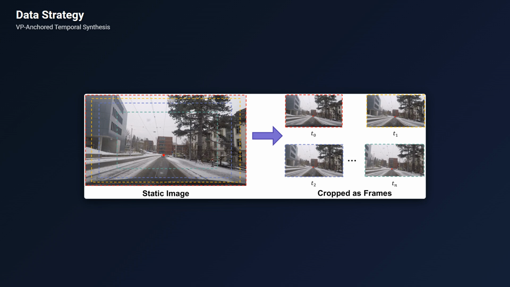Data is the fuel for generative models, but adverse weather driving videos are scarce. We propose VP-anchored temporal synthesis. The ACDC dataset has 4,006 weather images, spanning fog, rain, snow, and nighttime, but they are static, with no temporal information. We estimate each image's vanishing point, then perform progressive cropping, while keeping the vanishing point fixed. Crops are concatenated into 45-frame videos, simulating stable forward driving motion.